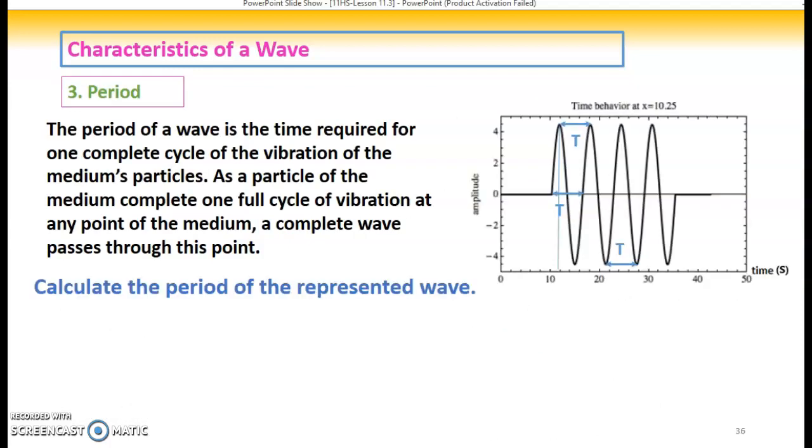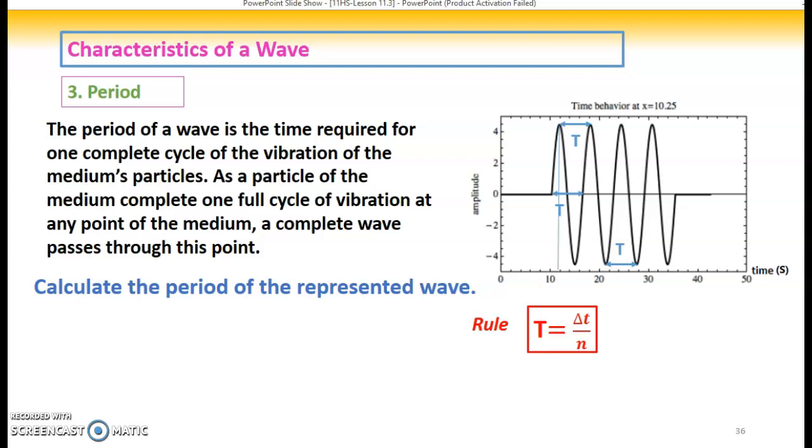Period. The period of a wave is the time required for one complete cycle of the vibration of the medium's particles. As a particle of the medium completes one full cycle of vibration at any point of the medium, a complete wave passes through this point. So calculate the period of the represented wave.